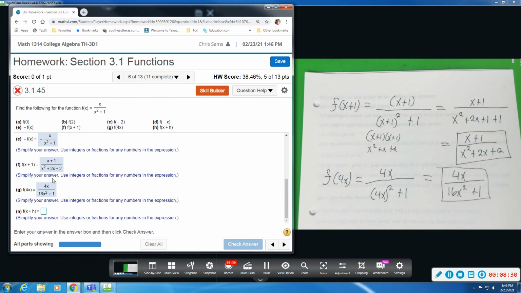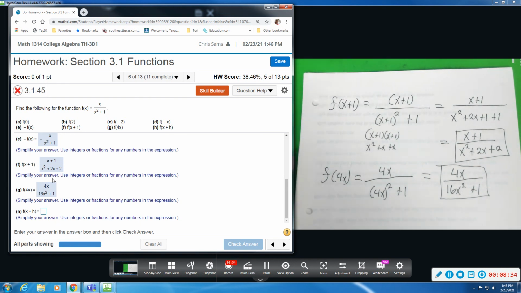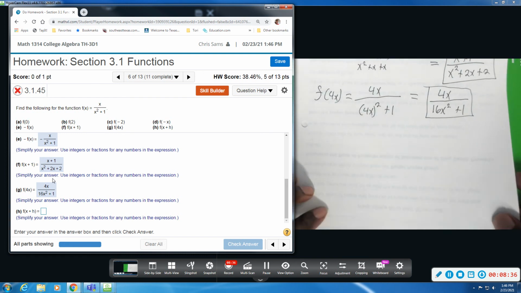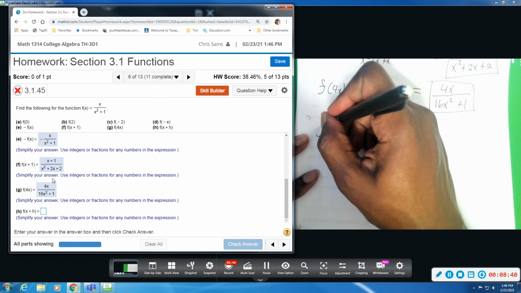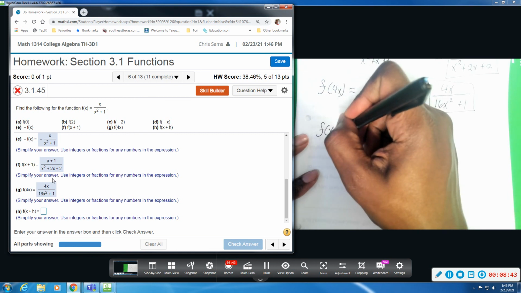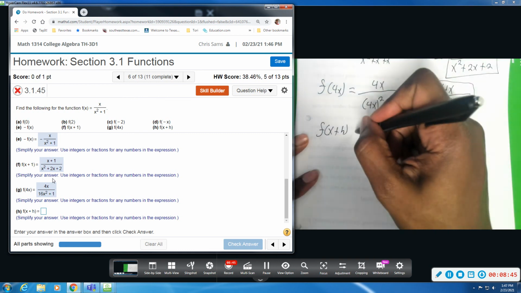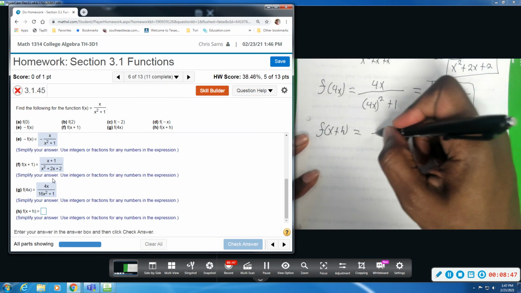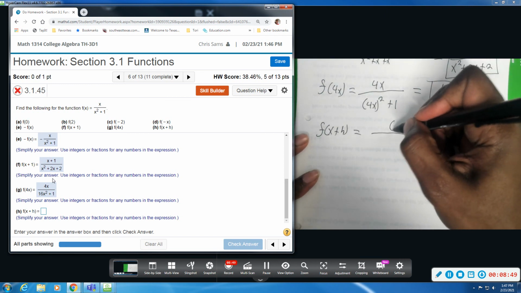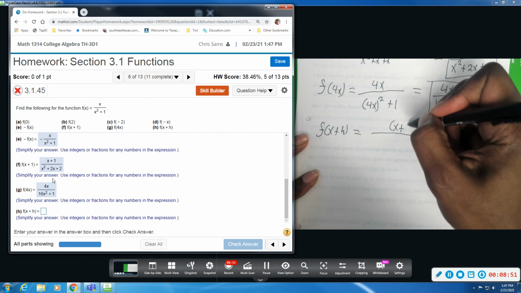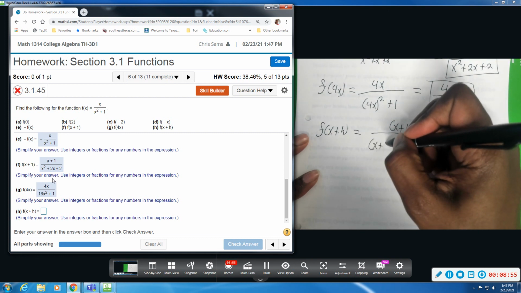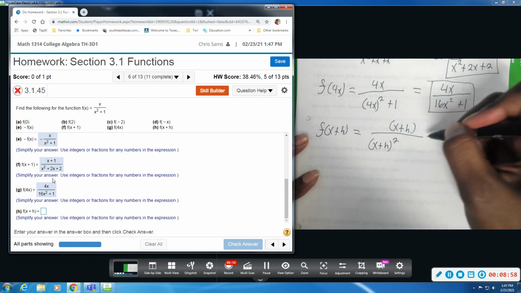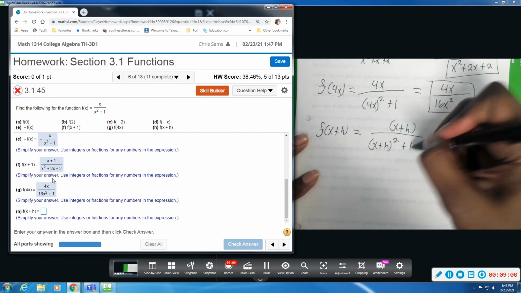Alright, and then one more part. It's going to lead us into something we're going to see a little bit later on, which is a difference quotient. We're going to do f of x plus h. Same concept. You're going to plug in x plus h everywhere you have an x. x plus h will be squared, and then the plus 1.